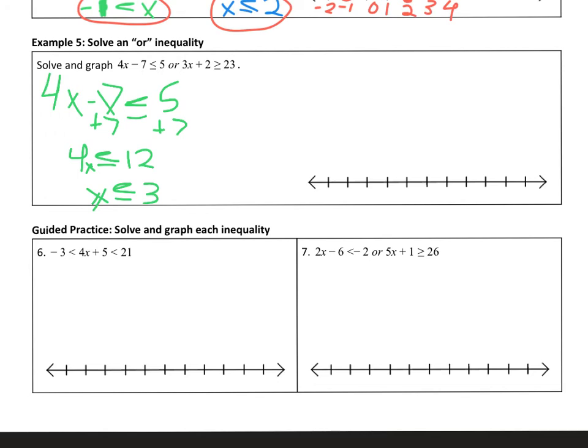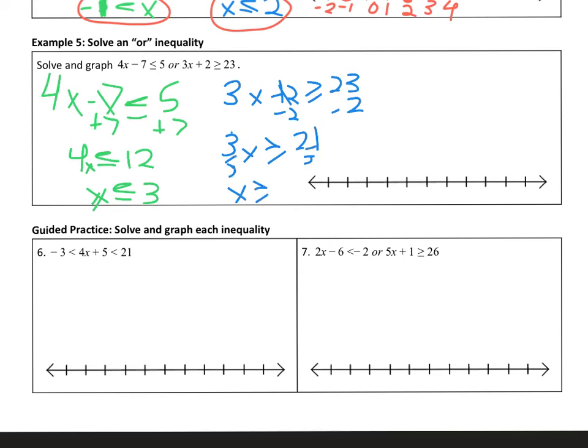Next one, 3x plus 2 is greater than or equal to 23. Subtract 2. 3x is greater than or equal to 21. Divide both sides by 3. x is greater than or equal to 7.